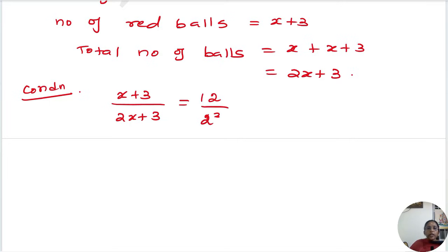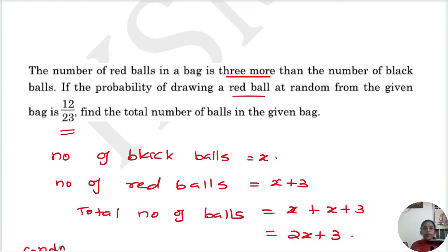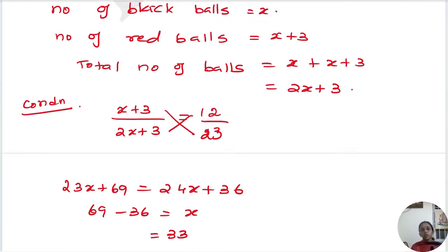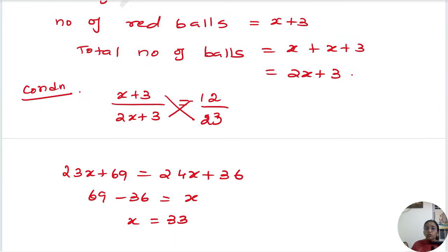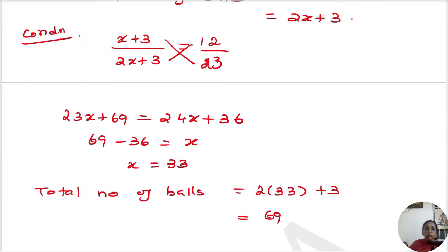12 divided by 23. So do your cross multiplication and solve for your x. So 23x plus 69, 24x plus 36. So x is equal to 33. What is our x according to our convention? Number of black balls. Our question is total number of balls. Total number of balls is 2x plus 3. So you have to substitute your value of x in the total number of balls. So total number of balls, 2x plus 3, is equal to 69.